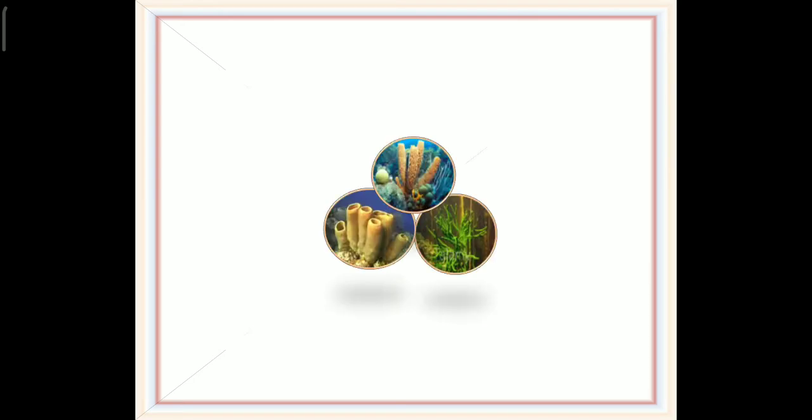Today, I am going to discuss chapter 1, that is animal diversity and classification. Basically, I would like to discuss here the first four non-chordate phyla, that is Porifera, Cnidaria, Platyhelminthes and Nematoda.